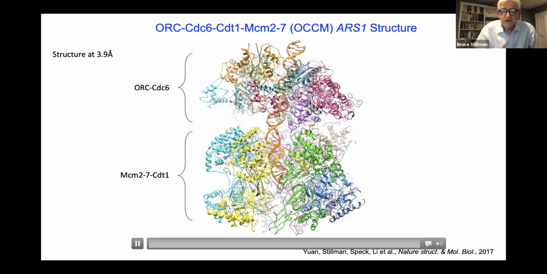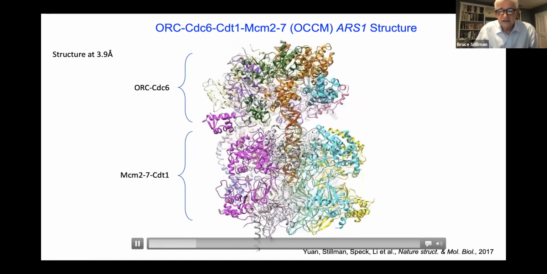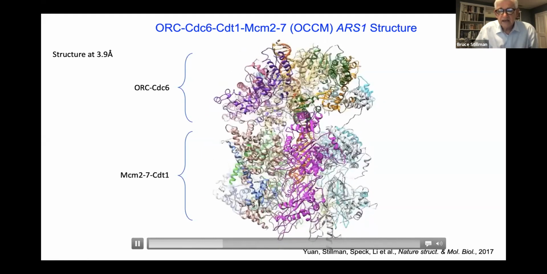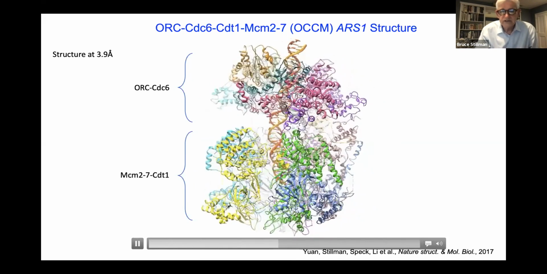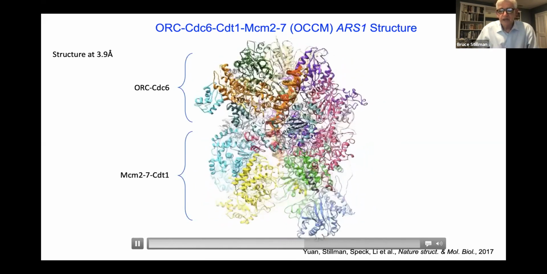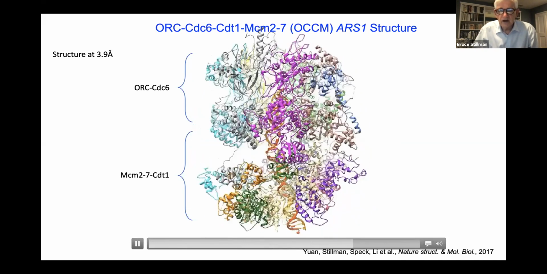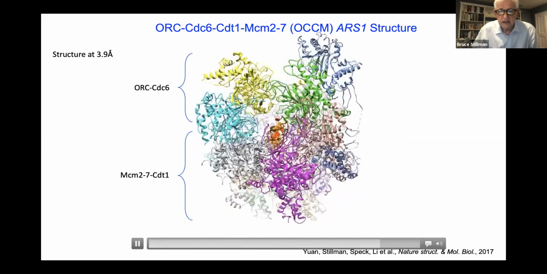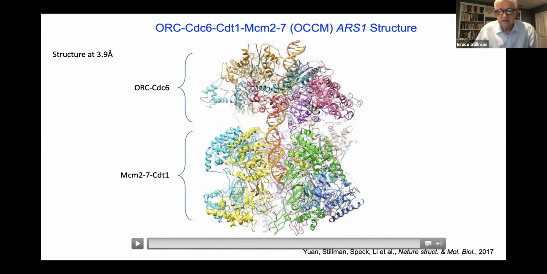And if I show this movie, you can see that the DNA goes down through the channel of the ORC-CDC6, through the middle of it, and down through the channel of the MCMs between the yellow and the green, which is the MCM 5 and 2 subunits. And I'll talk about that. So you can see that the double helix of origin DNA goes right through the middle of this channel. And so the MCMs and the ORC-CDC6 are topologically linked to the double helix. The double helix is not yet unwound, but it is kinked inside this structure in preparation for its unwinding.